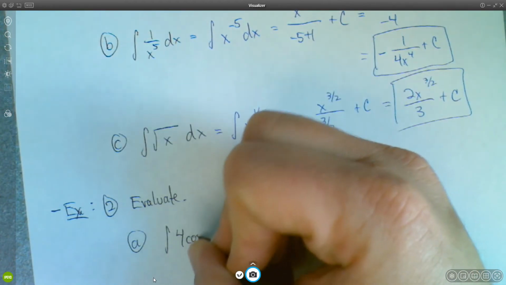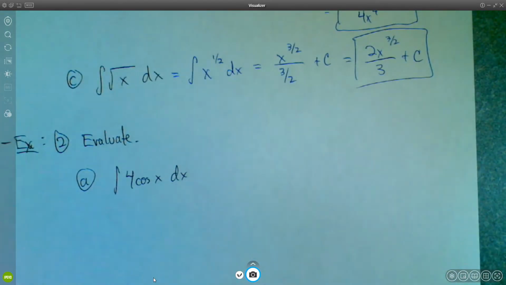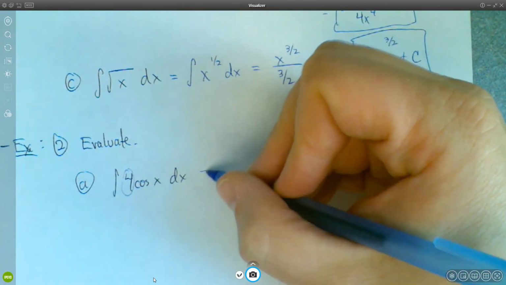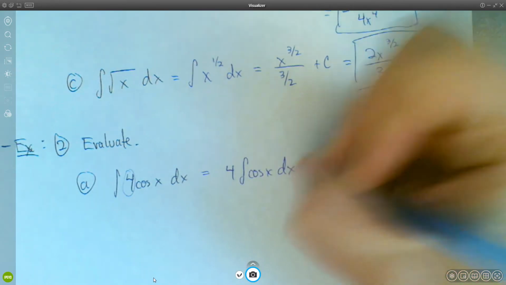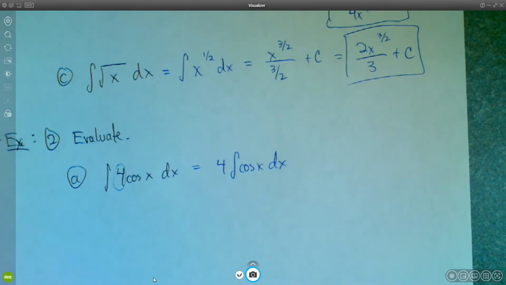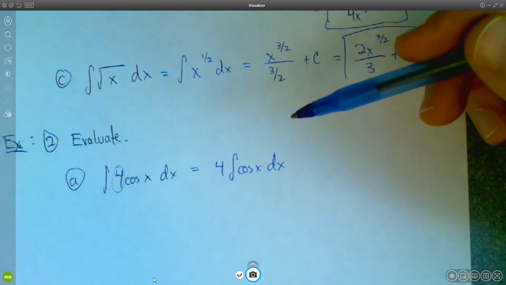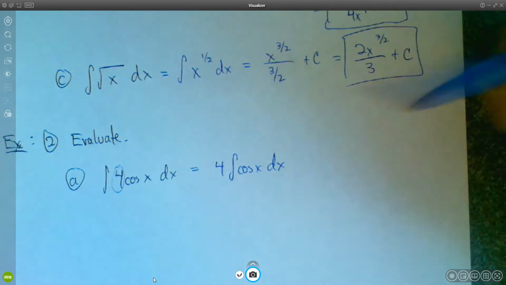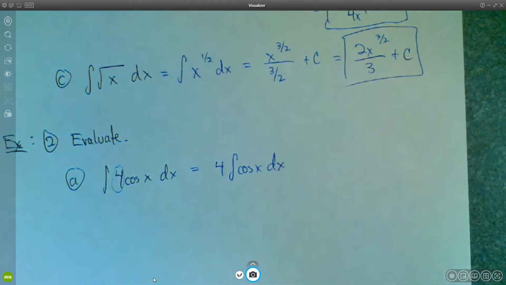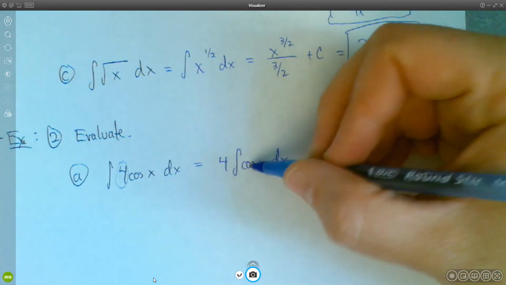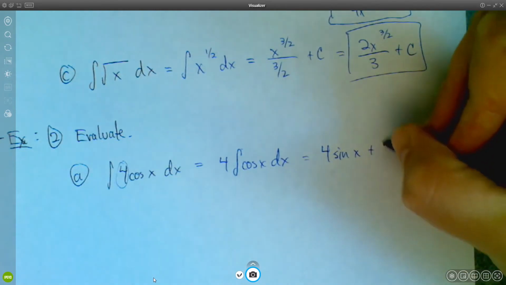Okay, so for example, the integral of 4 cosine x dx, we can take this constant out, right? We can call this 4 times the integral of cosine x dx. And that's a little bit easier for our brains to handle, I think. Antiderivative of cosine. Well, so I should think to myself, the derivative of what function is cosine? And the answer would be sine, right? The derivative of sine is cosine. So the integral of cosine is sine. This is 4 sine x plus c.